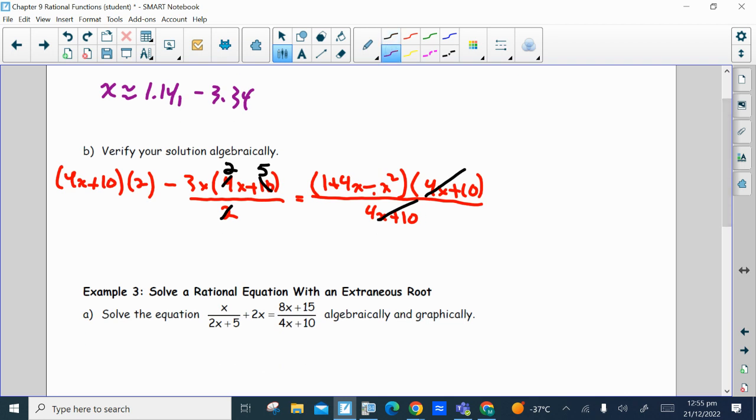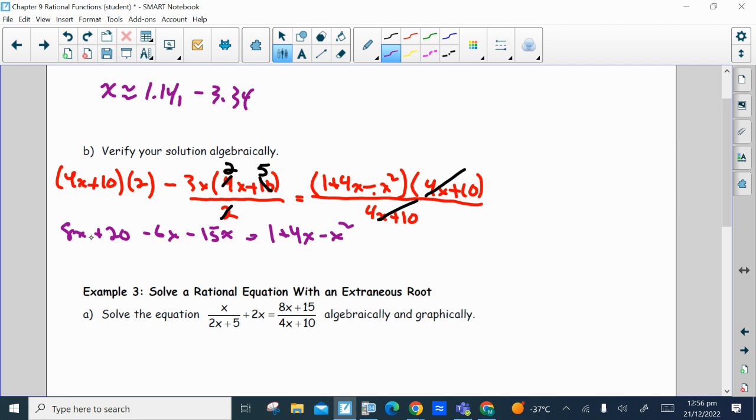Okay, so let's multiply what we have left. We'll have 8x plus 20. Then it's -3x times 2x plus 5, which will be -6x and -15x, equals 1 plus 4x minus x squared. And I'm going to move everything from the right side over to the left side so I can make the x squared positive. But maybe before I do that, let's do some simplifying here.